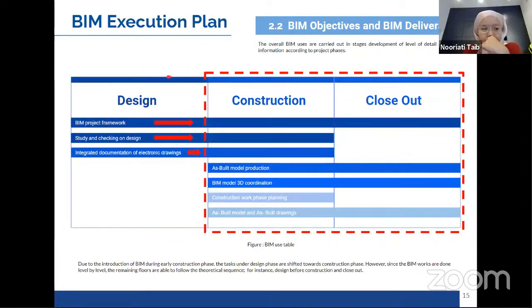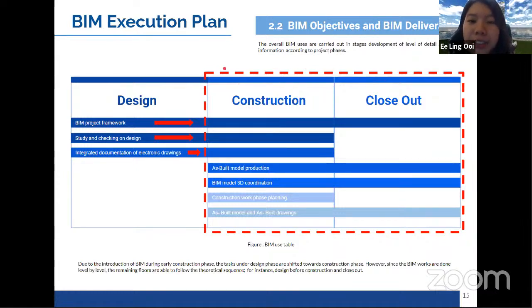Next, this is a typical theoretical model for BIM implementation, which will be 3 phases. First, the design, construction, then the closeout phase. However, since BIM was introduced during the early phase of construction, all the workload that is under the design column is pushed under the construction phase.